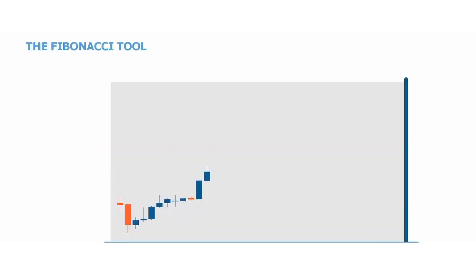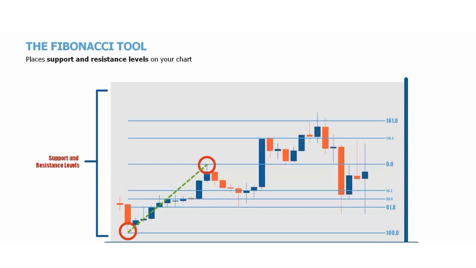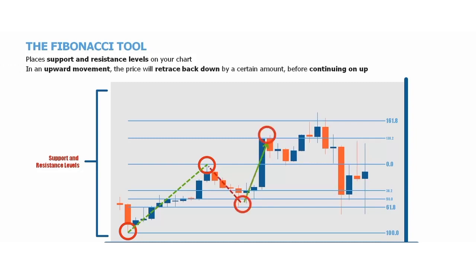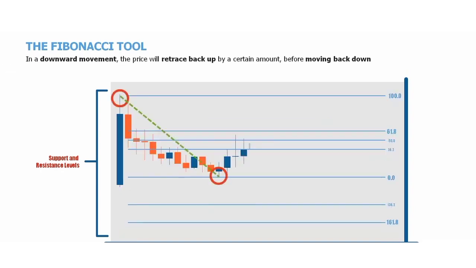The Fibonacci tool places support and resistance levels on your chart. The prices at which the support and resistance levels are placed are calculated based on the Fibonacci sequence. The Fibonacci tool makes use of the premise that after an uptrend, price will retrace by a certain percentage of the original price movement before continuing on in the original direction. So, in an upward movement, the price will retrace back down by a certain amount before continuing on up. And when the price moves down, it will retrace back up by a certain percentage before moving back down.